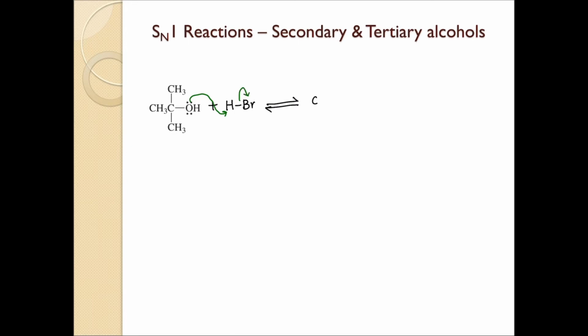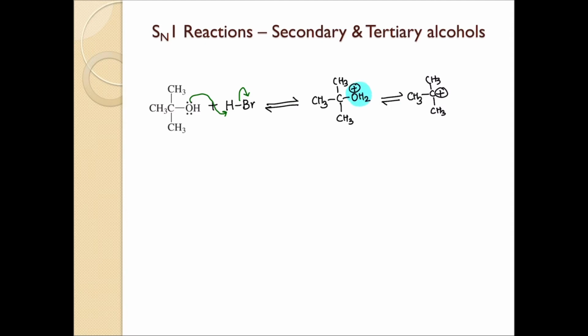So let's draw the product. Now here is our product. Now that it has been converted into a good leaving group, what's the first step in an SN1 mechanism? Yes, the leaving group is going to leave, and it's going to form the carbocation. So let's also draw the structure of the carbocation that's obtained. So this is your carbocation, and this is going to be your leaving group.